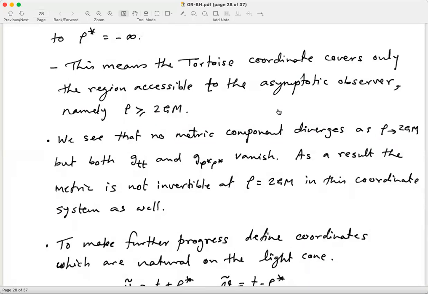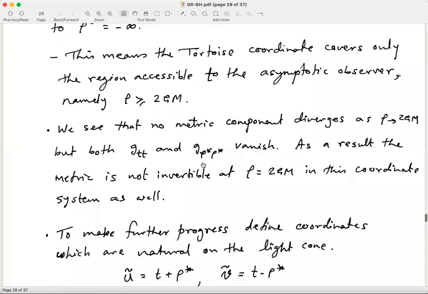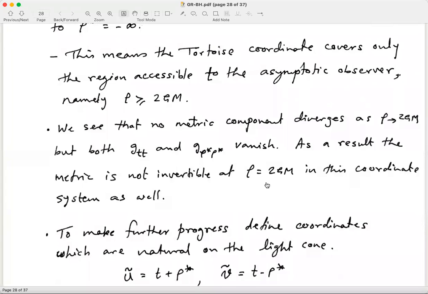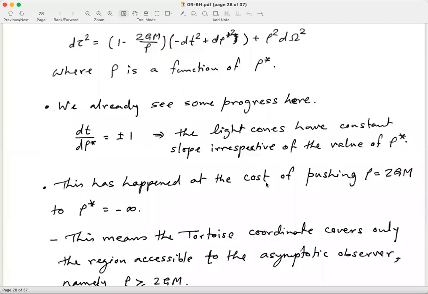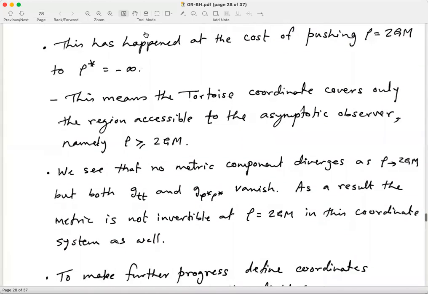Now, of course, although they don't diverge, GTT and G rho star do vanish. And therefore the metric is not invertible at rho equals 2GM. So there's a difference between having a divergent term versus having terms vanishing. Because this is vanishing, we won't be able to invert this metric, but at least the metric is not developing any singularity. The determinant does vanish.